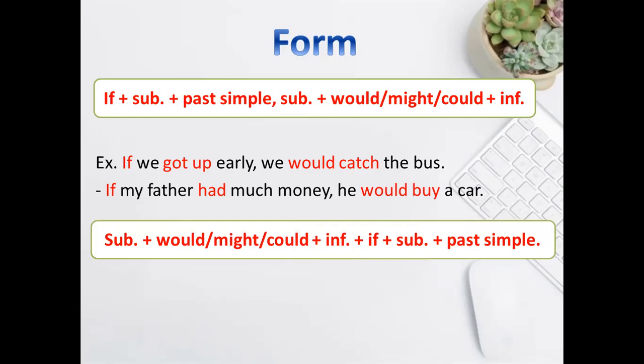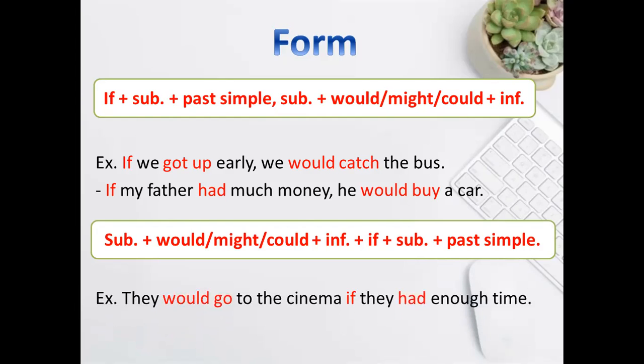When we put if in the middle, we use the past simple after if, and before if, we use subject, would, might, could, plus the infinitive. So the past simple sentence comes after if. For example, they would go to the cinema if they had enough time. But in real life, they don't have enough time, and they don't go to the cinema.